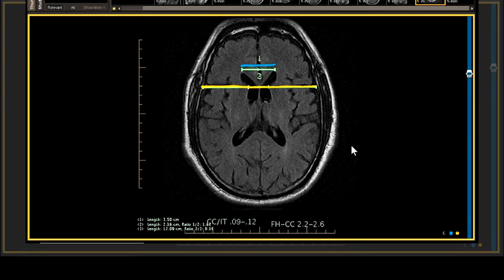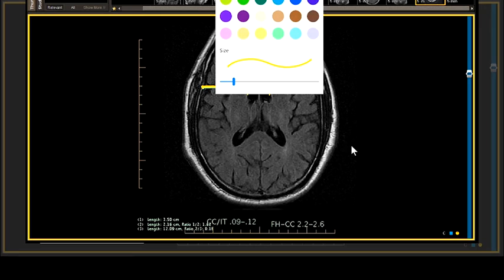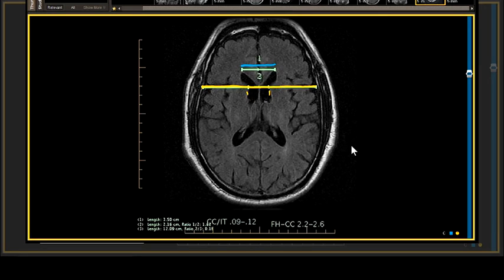Then your final measurement, which is depicted by these two little tick marks here, is the intercaudate distance, where the caudate pinches in the frontal horns of the lateral ventricles most prominently. I'm going to use pink for that, and that is going to be your intercaudate distance.